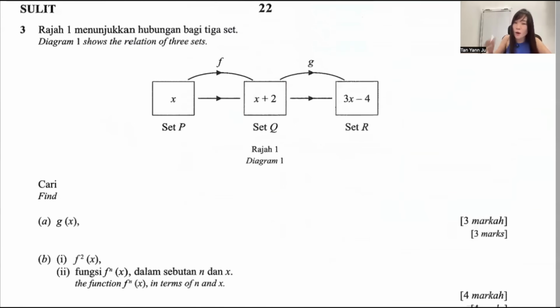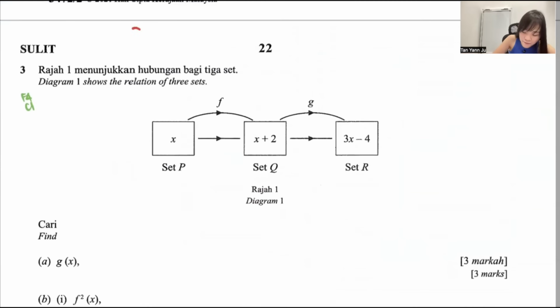Question 3. Diagram 1 shows the relation of 3 sets. All these sets are obviously under Form 4, Chapter 1, Functions. Your functions should be the best, okay? For part A, you're going to find g(x). Before finding A, you need to write out the function first. I hope you all have this basic: whenever you have two circles, when the arrow goes from this side to this side, the starting we always call the object, the ending we always call the image.